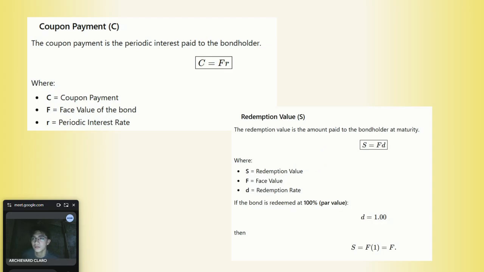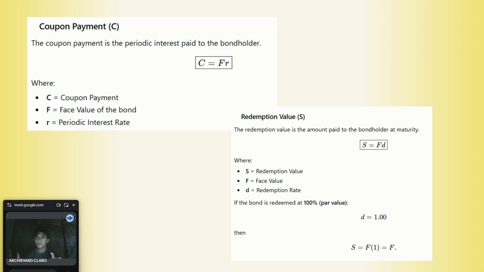Wait. There is another, coupon payment and redemption value. Magkaiba kasi itong dalawa. When we say coupon payments, the coupon payment is the periodic interest paid to the bondholder, like yung 600. Kung 10,000, 10 years, tapos every year babayaran ka, yung ibabayad sa'yo, yung tawag ay coupon payment. We have the formula for coupon payment: C equals FR, where C is the coupon payment, F is the face value of the bond, and R is the periodic interest rate. Now, redemption value naman is the amount paid to the bondholder at the maturity date.